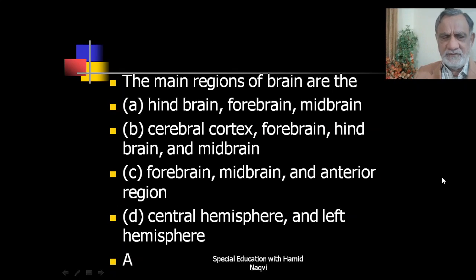A, that is cerebral cortex, forebrain, hindbrain, and midbrain. I'm sorry, correction. The main regions of brain are the first one, that is hindbrain, forebrain, and midbrain.